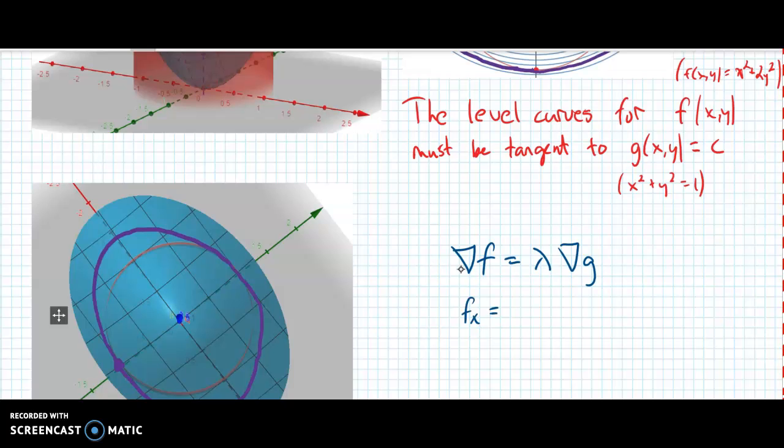F sub x equals lambda times g sub x, and f sub y equals lambda times g sub y. And then when I'm doing this, I've got 3 variables, right? So what is my last equation? Because I only have 2 equations and 3 variables, and in order to solve that, I need to have 3 equations. Well, we pull this guy in, which in the general form is this right here.